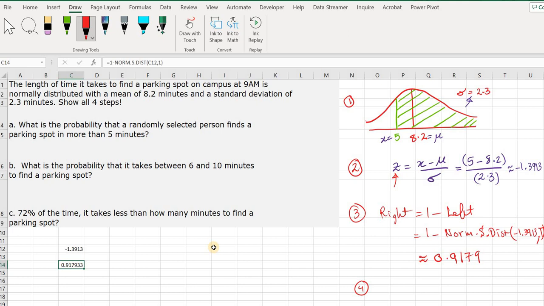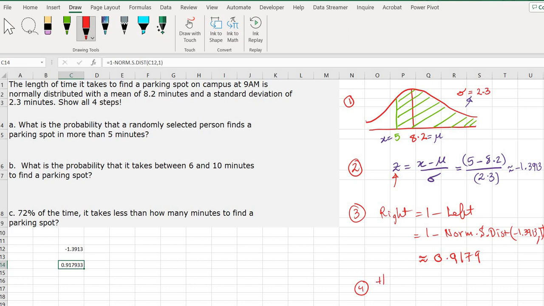Now the last step is to state the answer. So you're going to say the probability that a randomly selected person finds a parking spot in more than 5 minutes is the answer that I have, or you can turn it into a percentage.